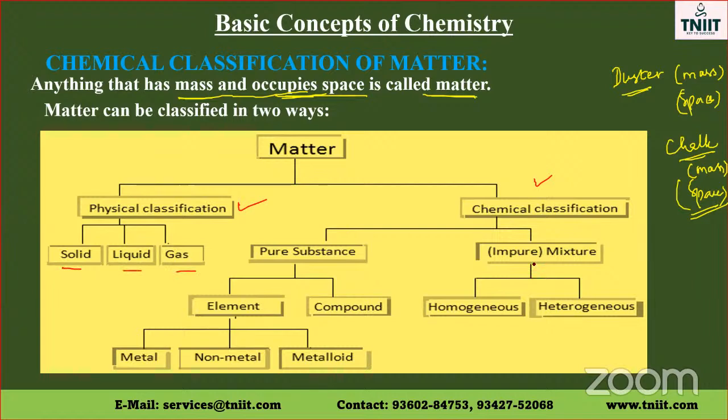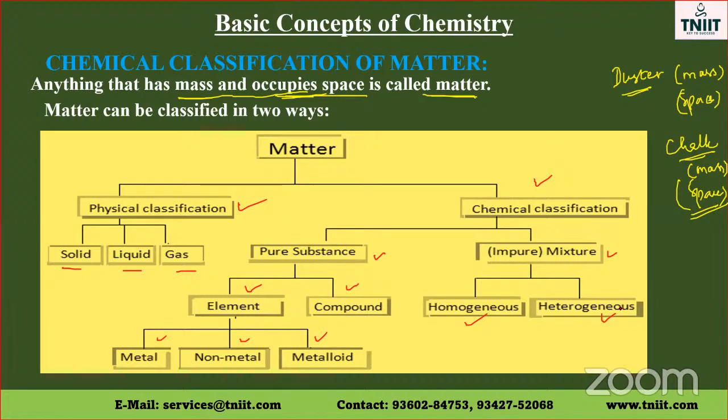In case of chemical classification, matter is classified as a pure substance and an impure substance, a mixture. Pure substances are further classified as elements and compounds. These elements are classified as metals, non-metals, and metalloids. Mixtures, or impure substances, are classified as homogeneous and heterogeneous mixtures.